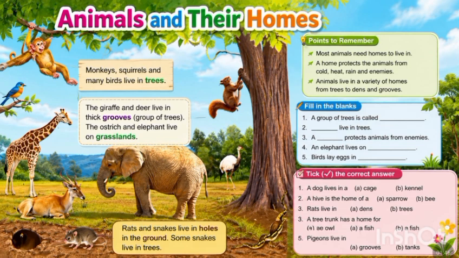So this is your chapter, and in this chapter you have studied about different types of homes of different animals. Most animals need a home to live in, while others are wild animals that don't need homes to live in. They live in forests. A home is very important for humans as well as domestic animals. Animals live in a variety of homes from trees to dens and groups.